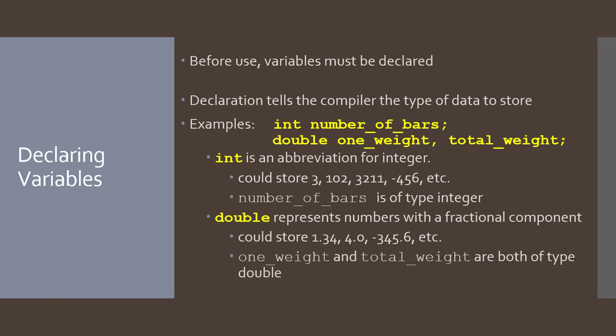But you see lots of long variable names in your textbook because your author wants to make sure you don't get lost and can figure out what's being stored. Just remember, though, it's not the best programming style to make long names like this. Okay, so what's stored here? Number_of_bars is an integer. So an integer is a positive or negative whole number, or zero, and it stores the number of candy bars. One_weight and total_weight are doubles, meaning that they can store data that has a fractional component, okay, 1.34, or something like that.